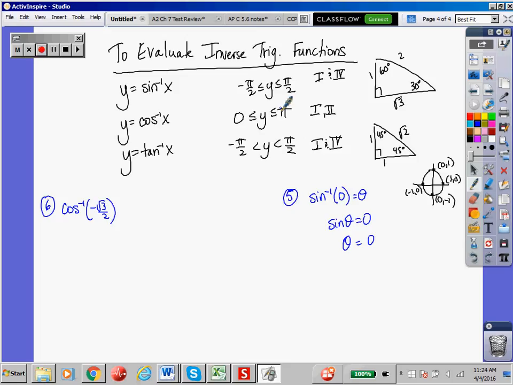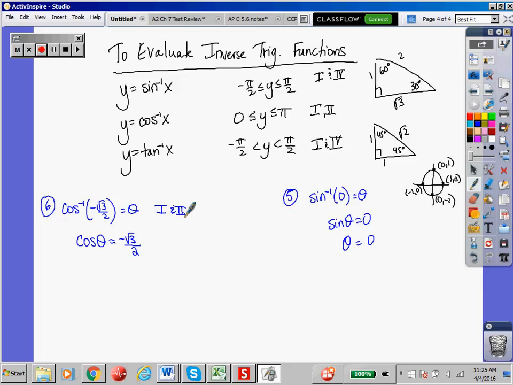I have inverse cosine of negative radical 3 over 2. So we're going to start it like we've done the other ones. We're going to say the cosine of what angle would give me negative radical 3 over 2. The problem is I can only get certain outputs, and this is what you might want to get in the habit of doing: if you write them enough, like in class today and on the homework tonight, you'll probably have it memorized.